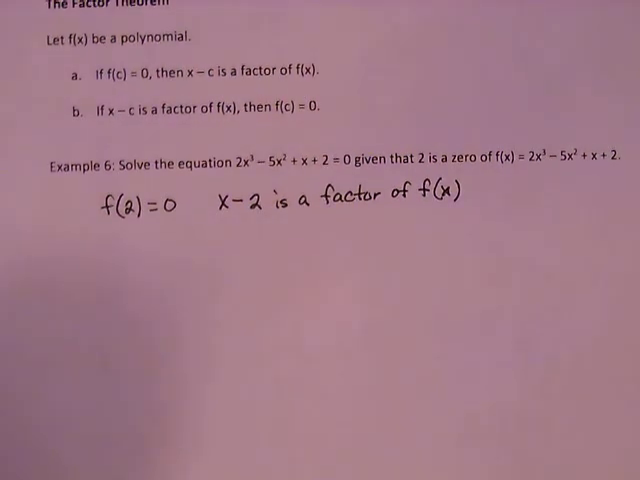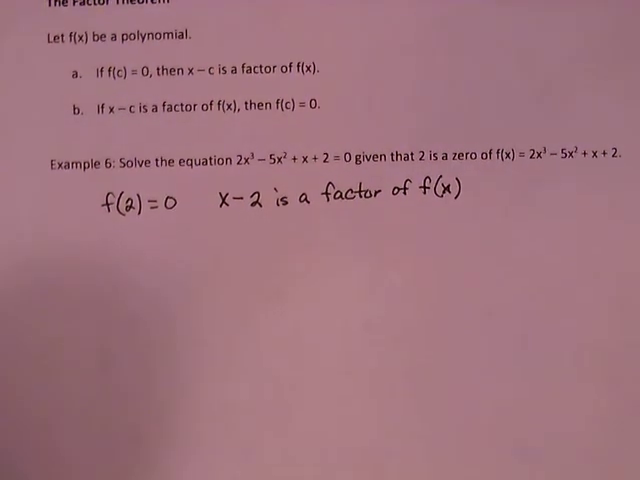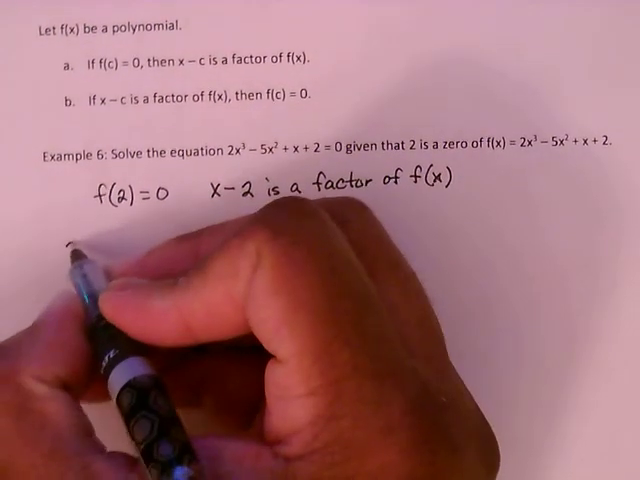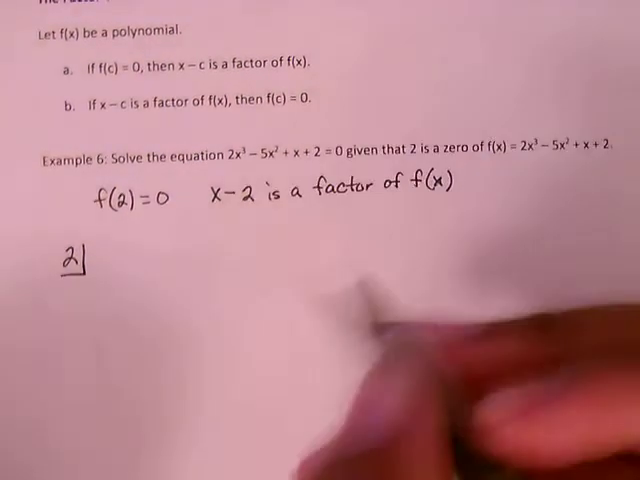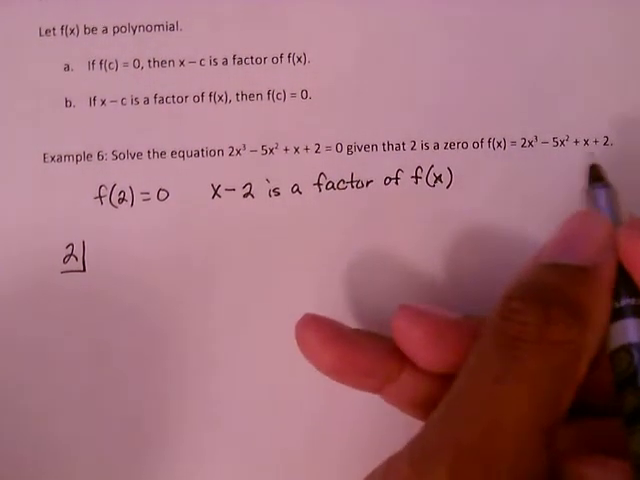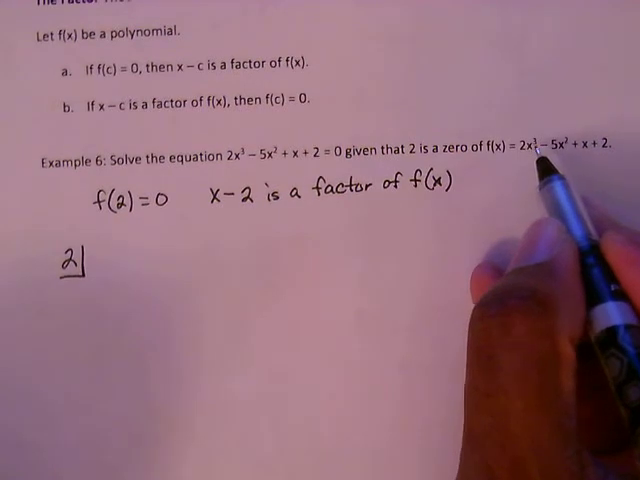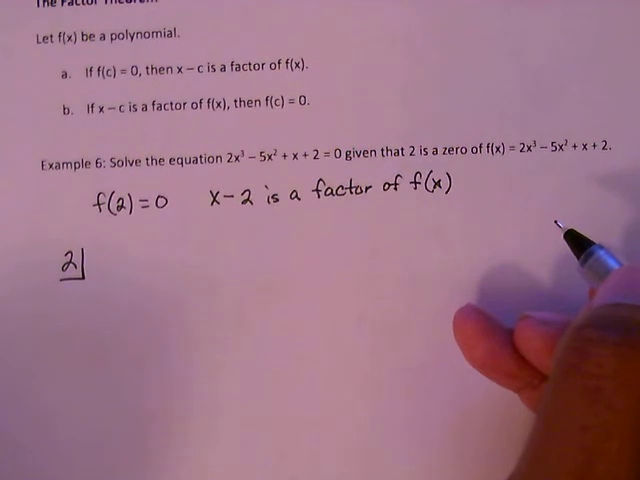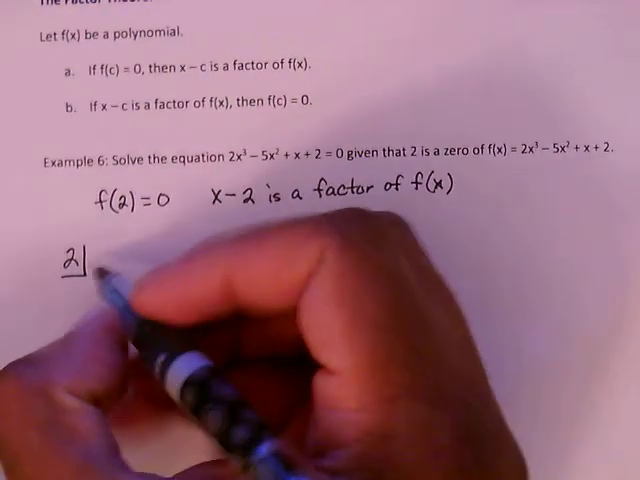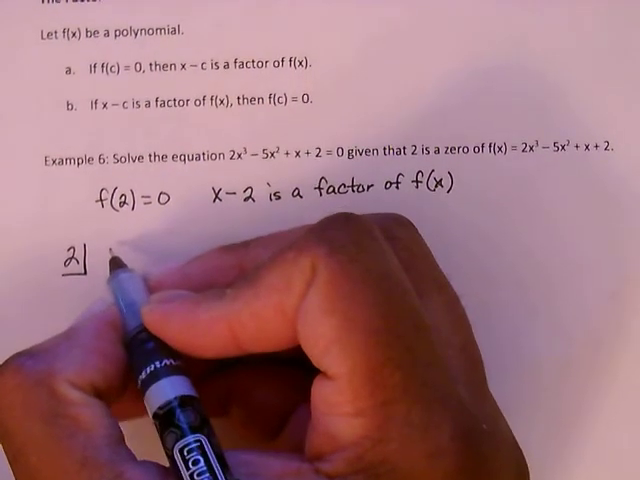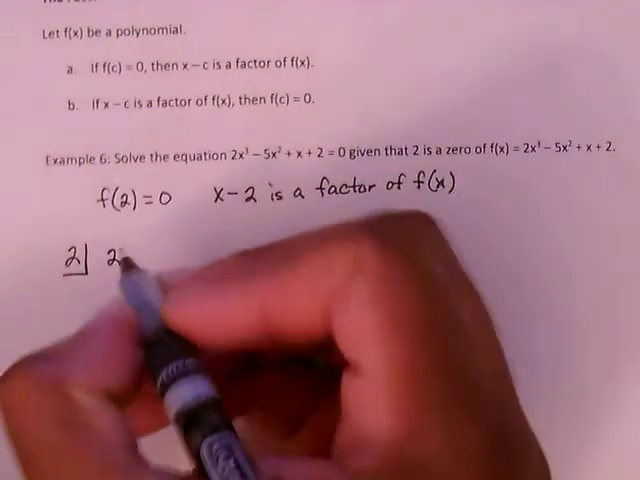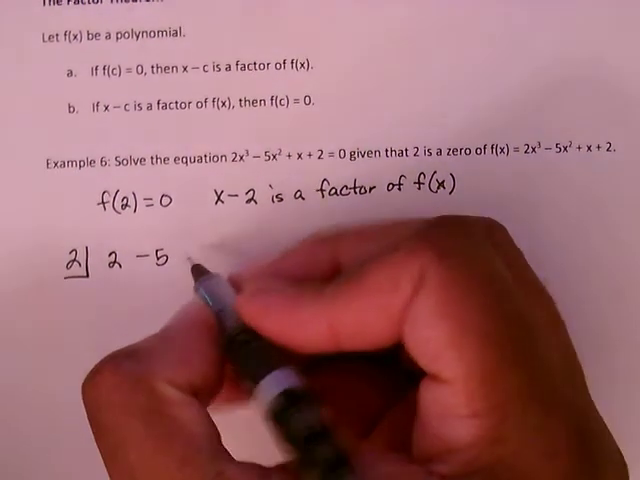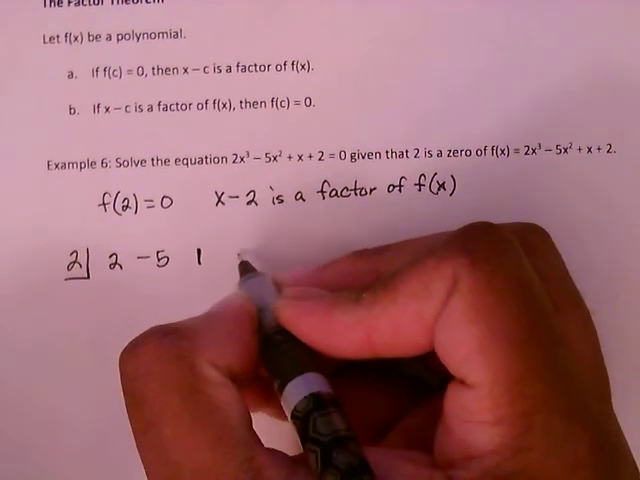So to find the other factor, we need to use synthetic division. Well, if 2 is a 0 of this function, that 2 must be our divisor. And if you look at f of x, there are no missing terms here. That means we got x cubed, x squared, x, and a constant. So we can write down the numerical coefficients. So for the x cubed, it's going to be 2. For the x squared, negative 5. For the x, that's the understood 1. The constant term is 2.